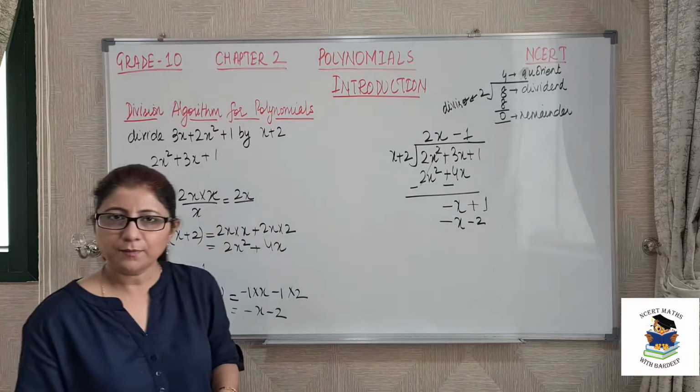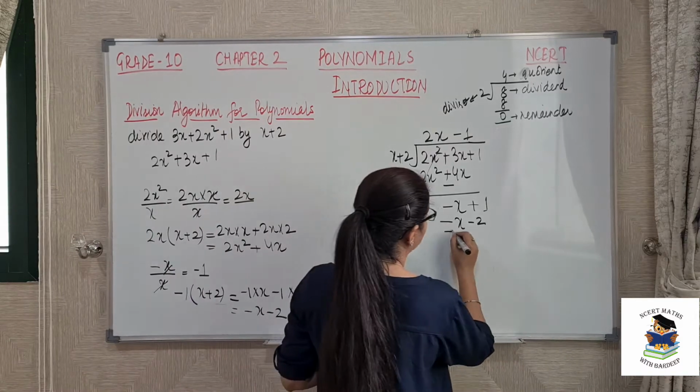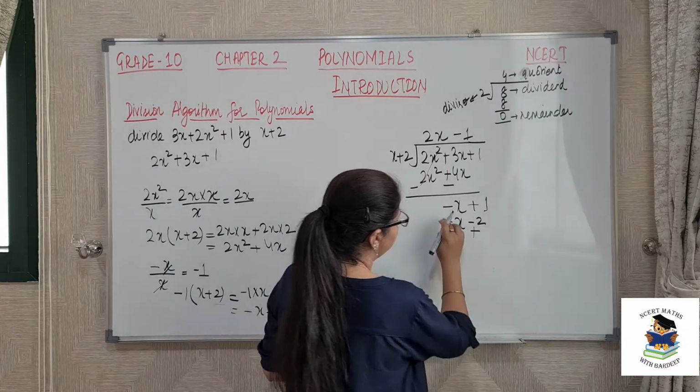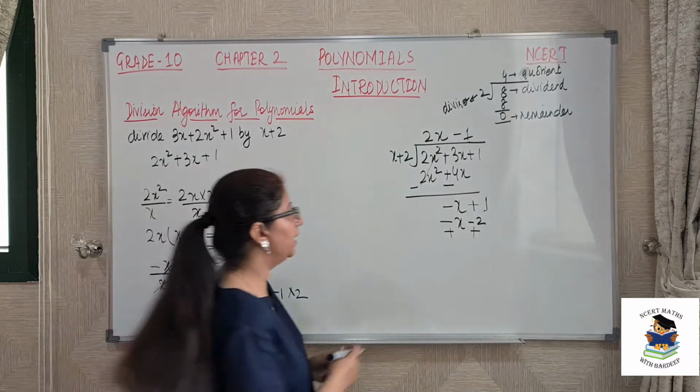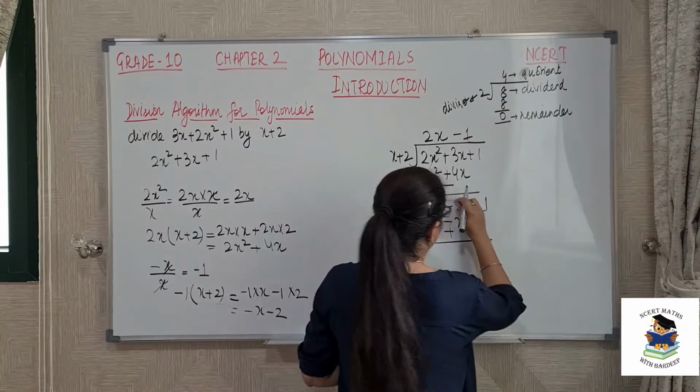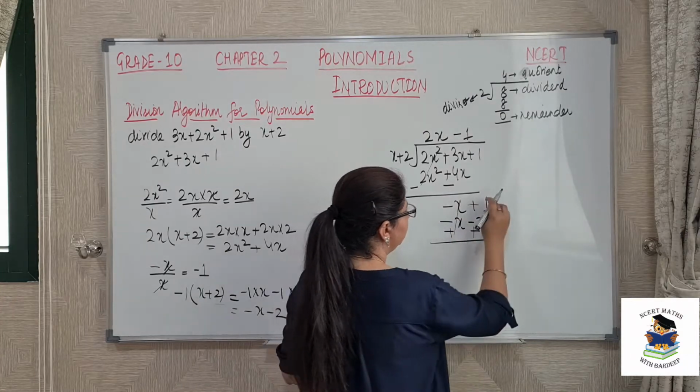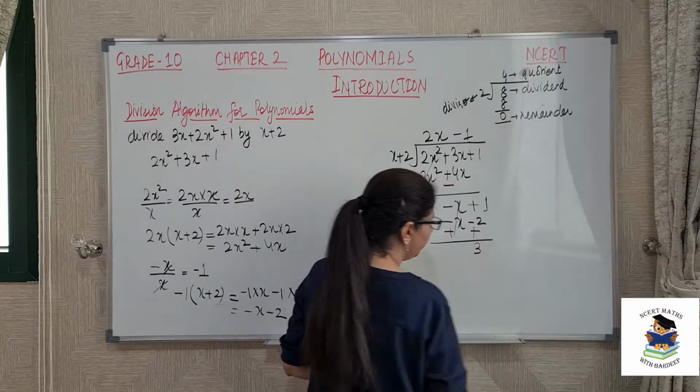So what is the next step now? Change the sign of the second term. This minus will be changed to plus. This also minus will be changed to plus. So now minus x plus x will be cancelled. Plus 1 plus 2 will be 3.